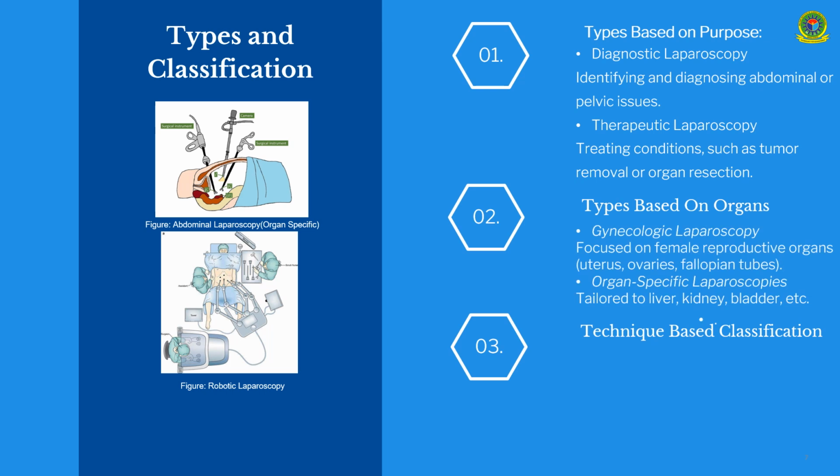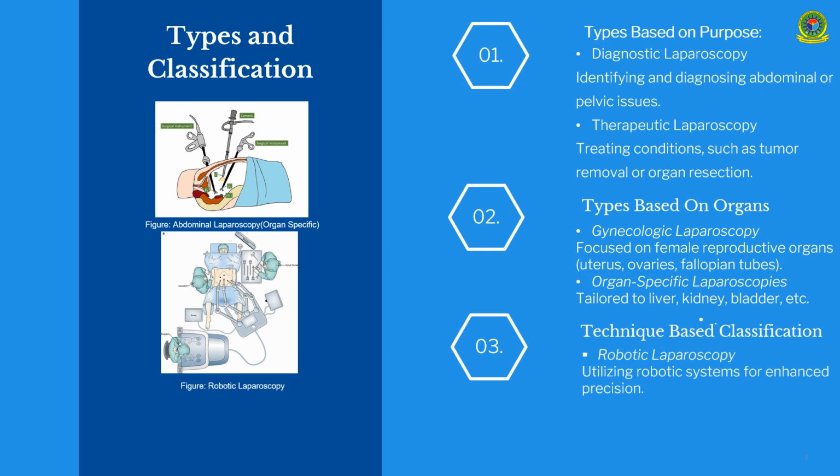Number two, types based on organs. It can be gynecological laparoscopy or organ specific laparoscopy. Mainly, in gynecological laparoscopy, we focus on female reproductive organs. And in organ specific laparoscopy, we mainly focus on the liver, kidney, bladder, etc.